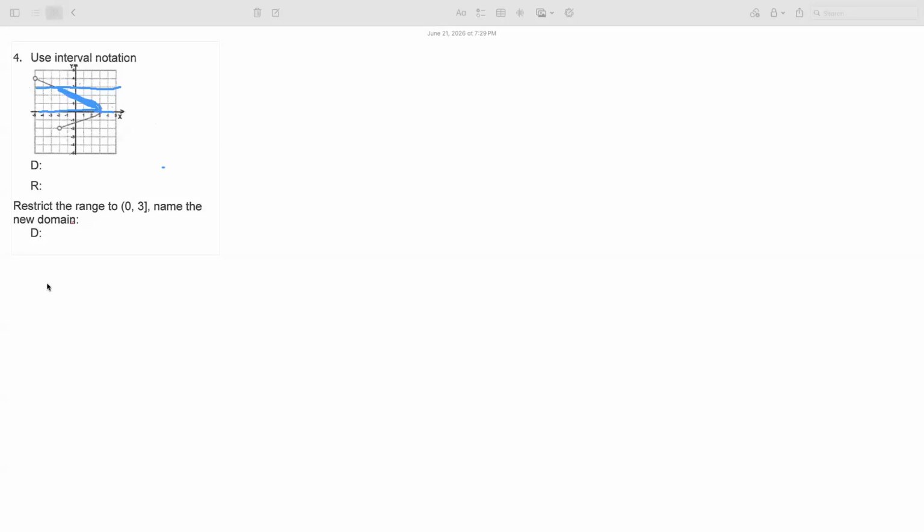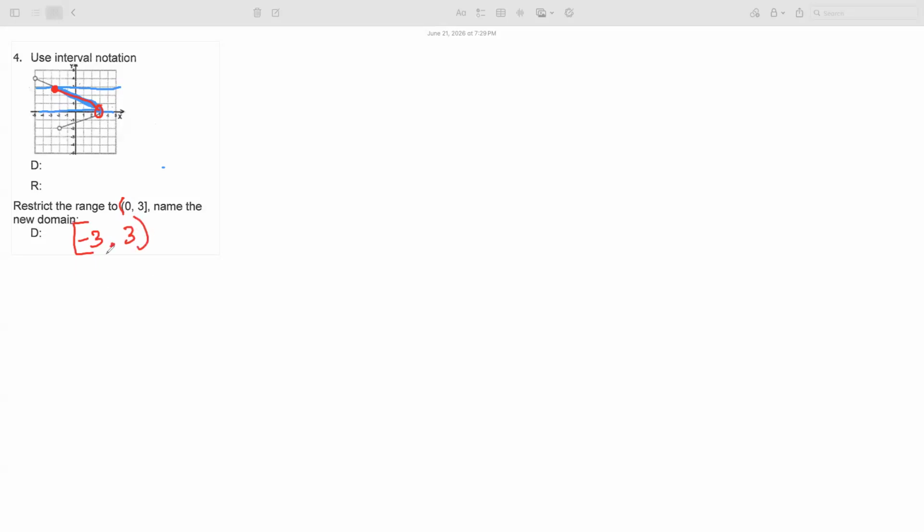Yeah, and also in the range 0 is excluded. The range 0 is excluded means this one is a hole. 3 is included, so this one is a dot. So how do I write the restricted domain for this piece of the graph? The leftmost -3 is included, the rightmost 3 is excluded, with brackets.